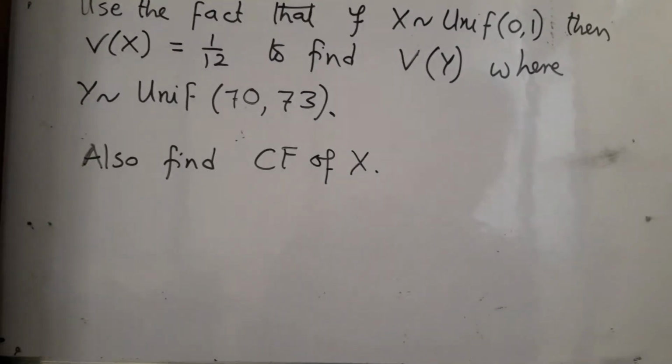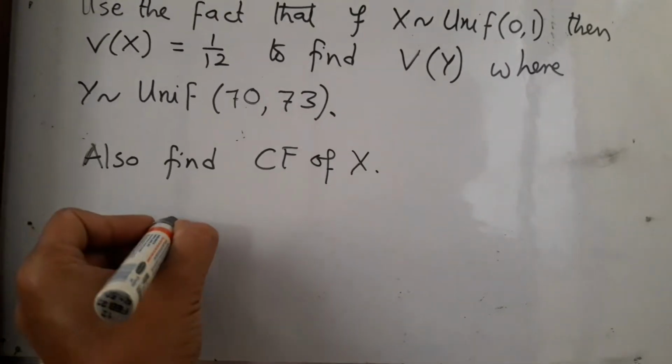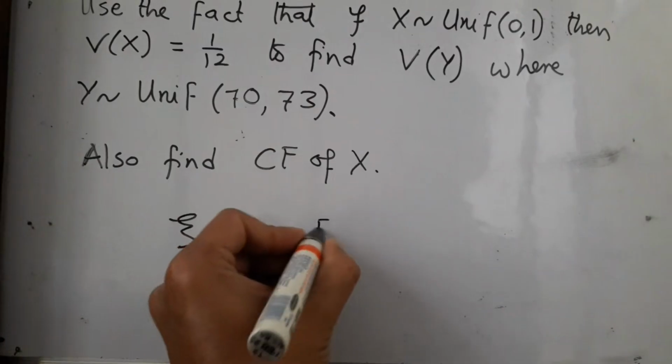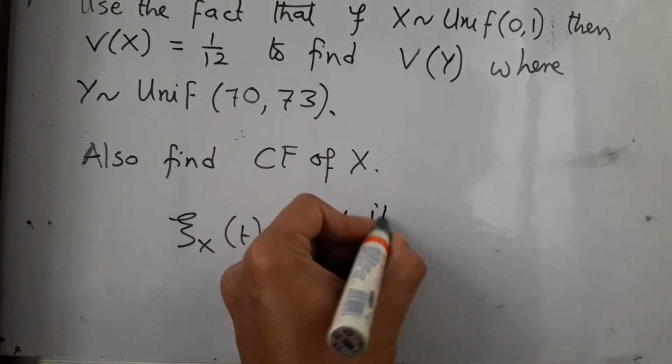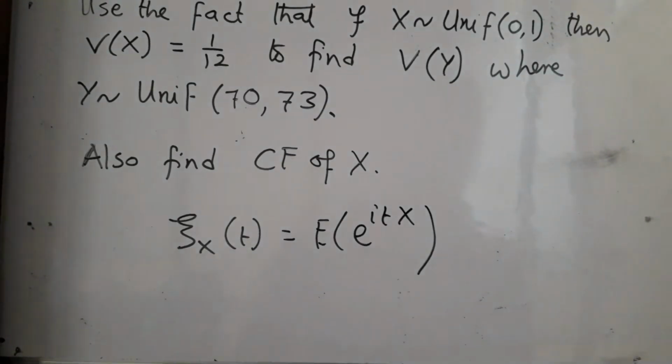Also, I want you to find the characteristic function of x. In case you have forgotten what that is, it was this thing, expected value e to the power i t x. X has uniform 0-1 distribution.